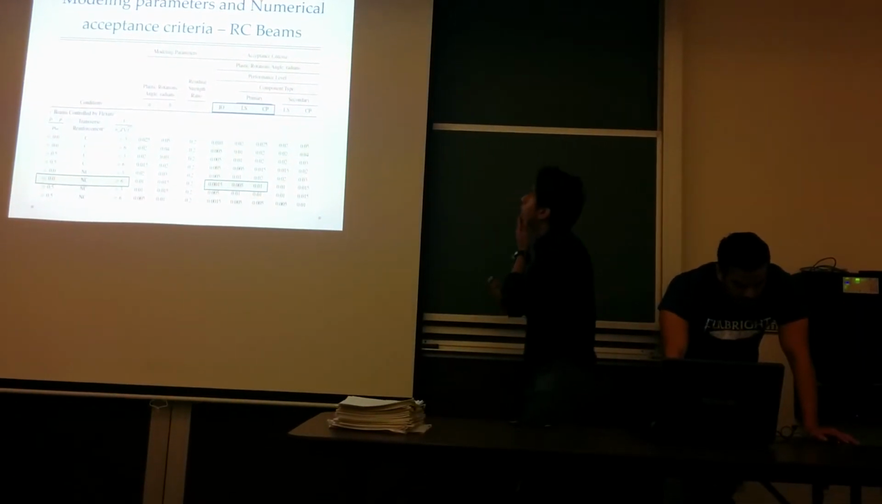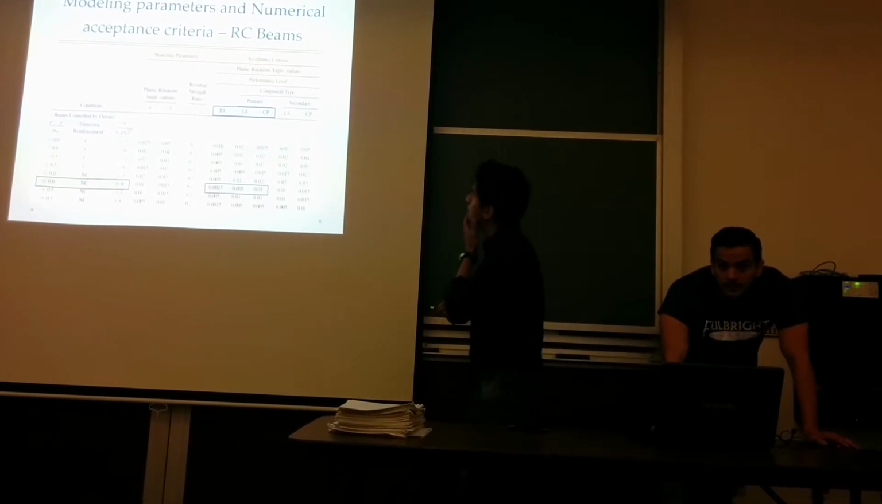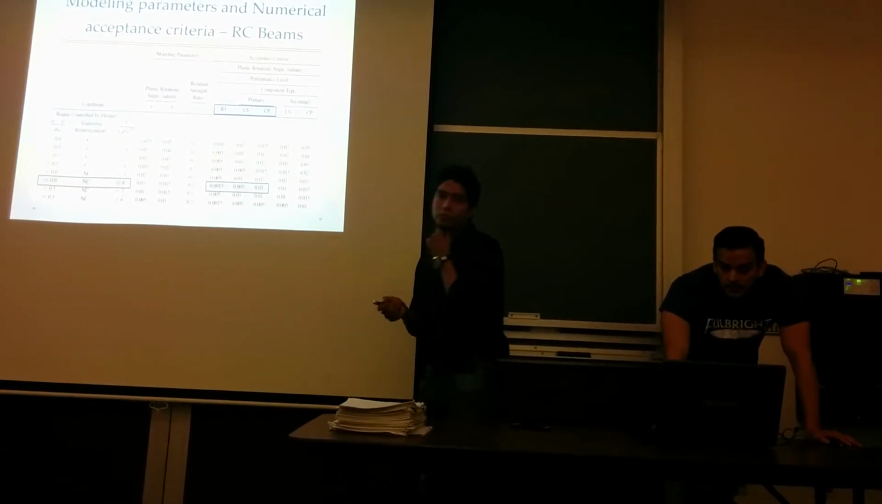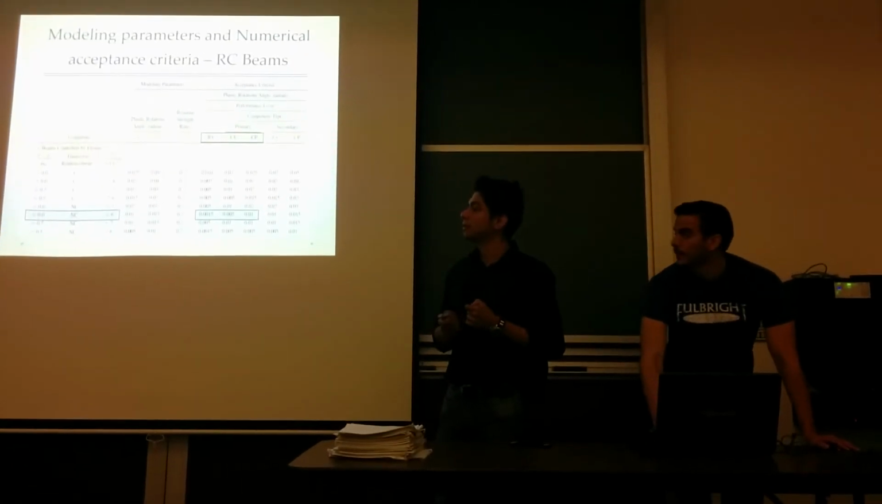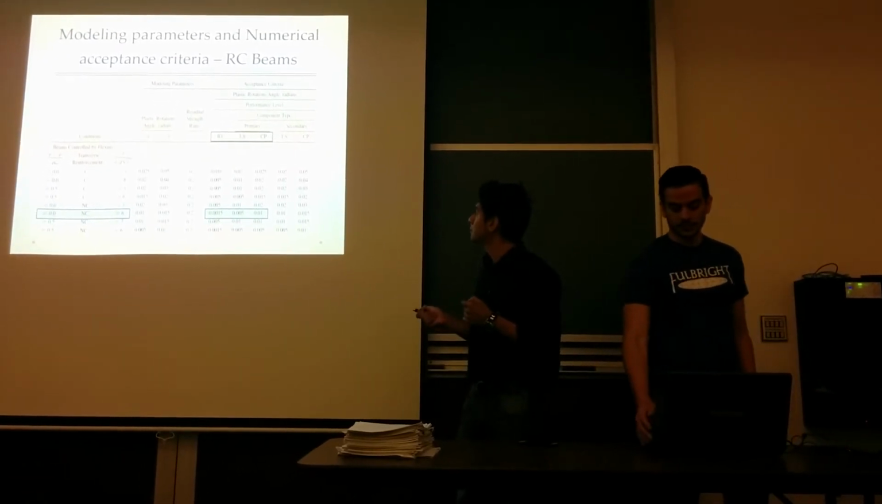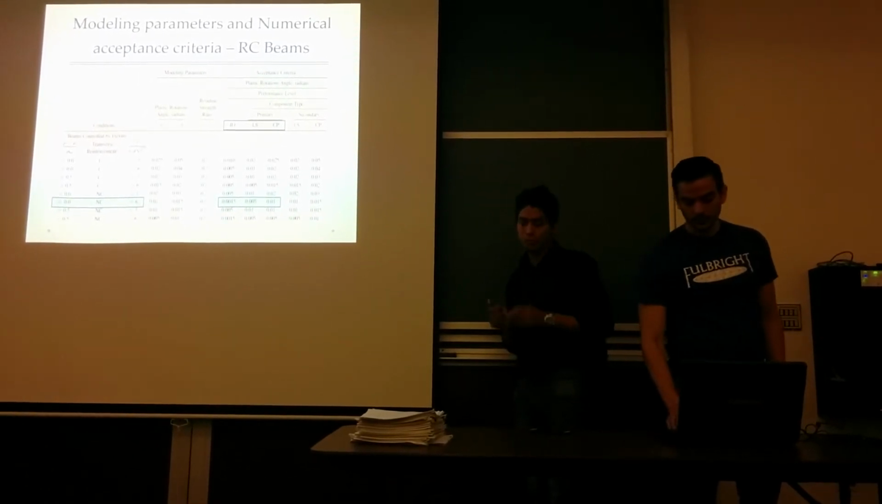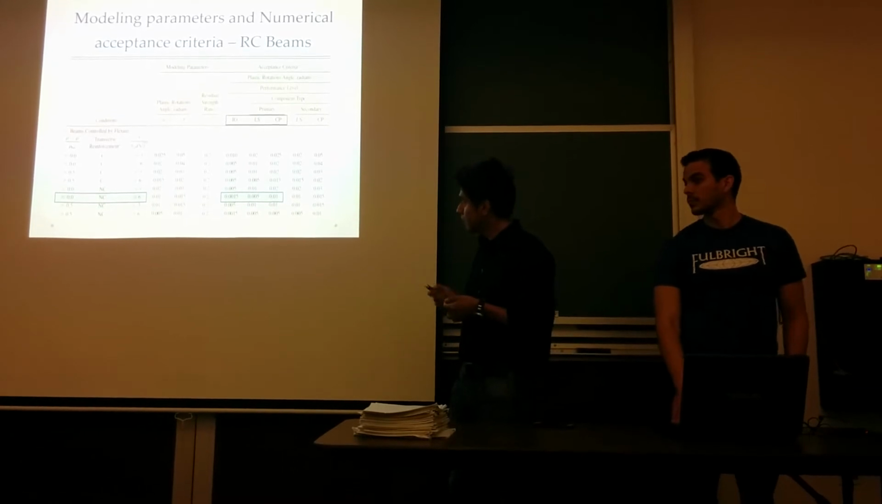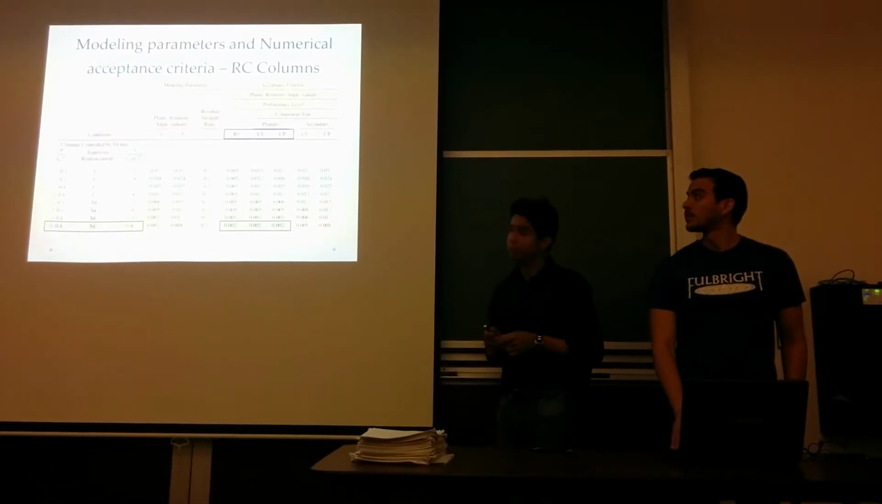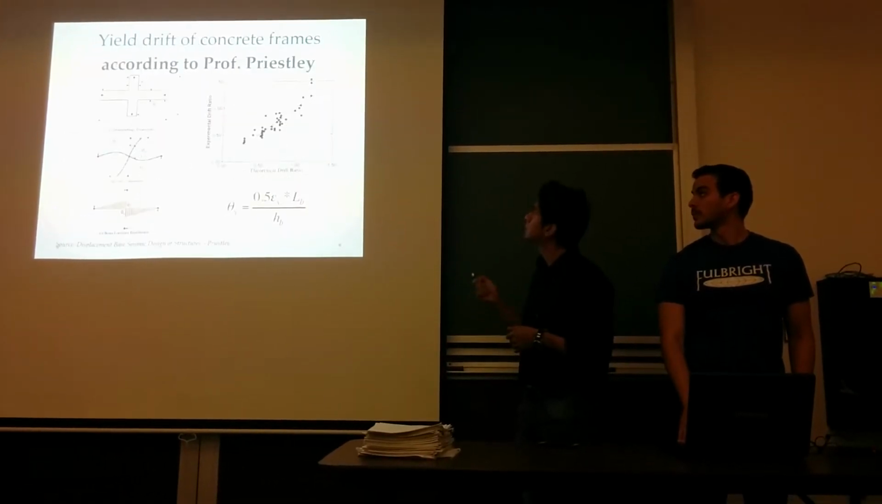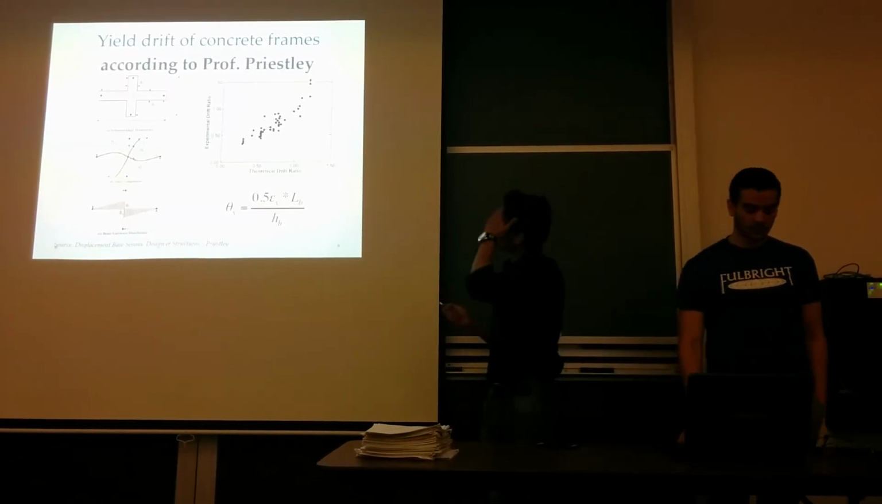Okay, for the modeling parameters and numerical acceptance criteria, in this case for reinforced concrete beams, we followed as well what is stated in the code, but we decided to take the worst case. So we wanted to control the structure in this case. This is for the column.